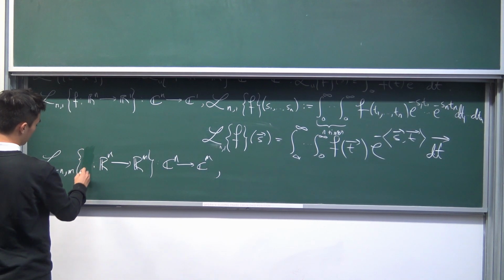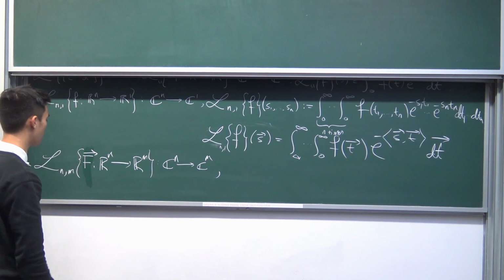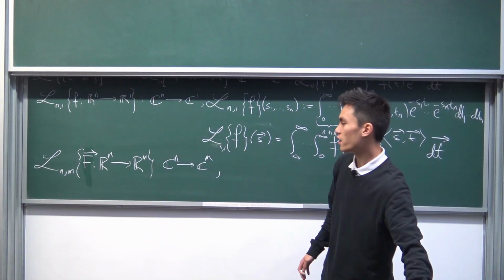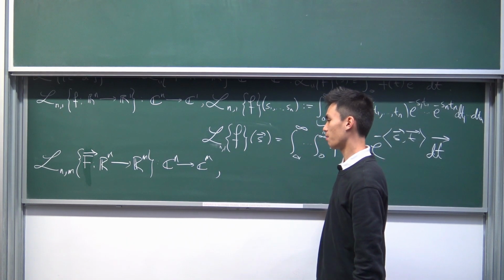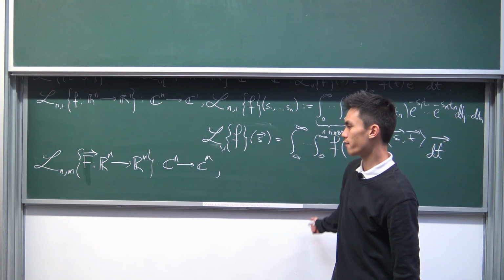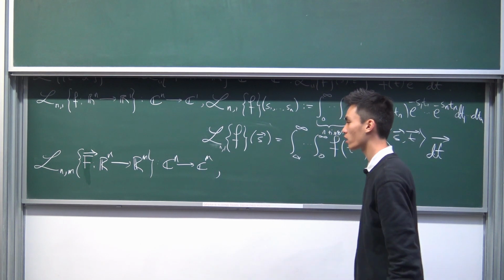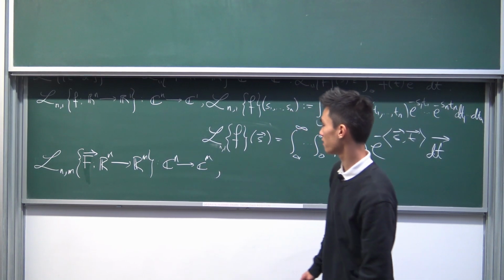So let's just write big F over here with a little arrow, like so. Notice our function now has m components. So if we try to take the Laplace transform of this, it probably makes sense to take the Laplace transform of one component at a time. And that's exactly how we're going to define this over here.